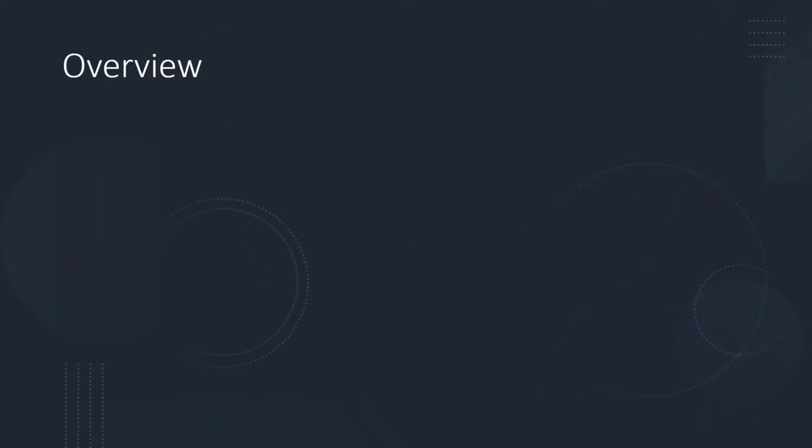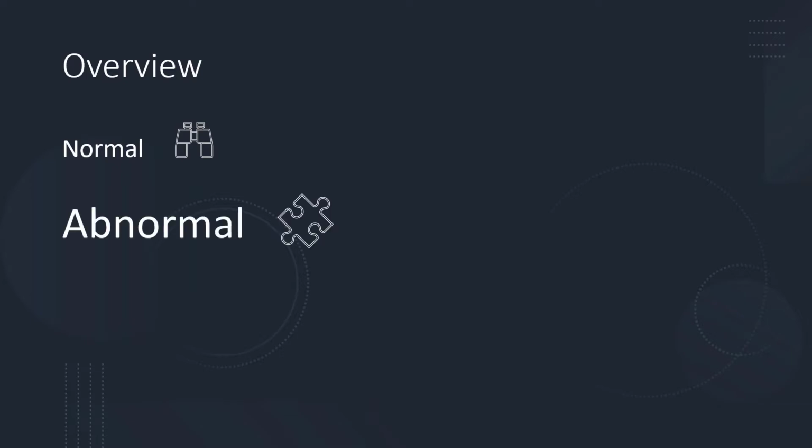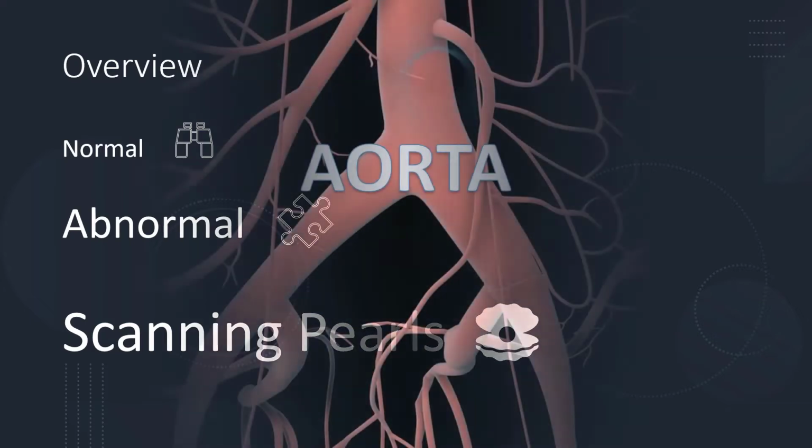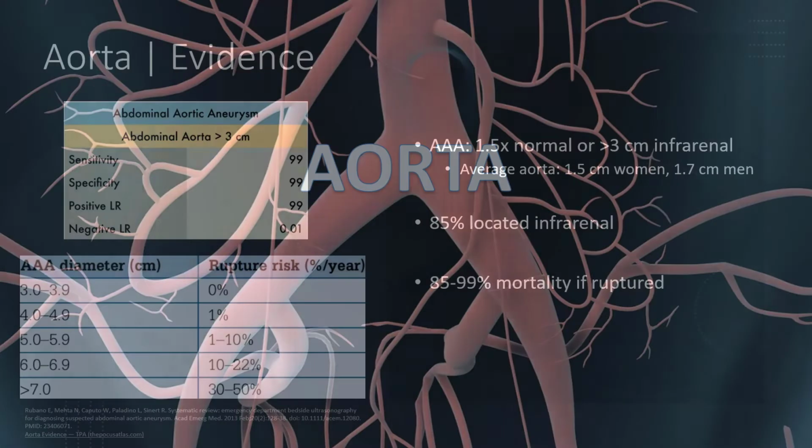So, a brief overview of today's lectures. First, we'll talk about some of the normal views that you need to acquire, how to obtain measurements. Next, we'll go over some of the abnormal images that you might find and the associated pathology with them. And then, scattered throughout the lecture, we'll go over different tips and tricks and scanning pearls to help make your life easier when trying to obtain these images. So, first up, we have aorta.